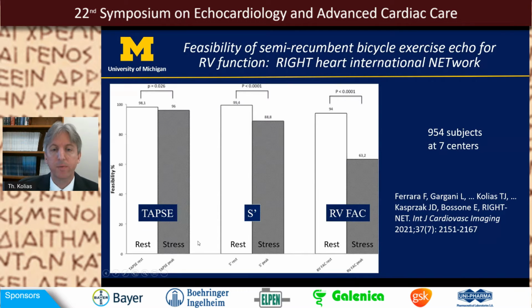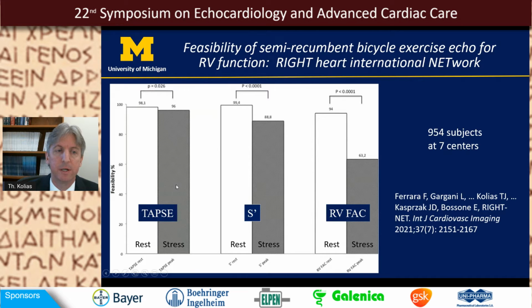That study showed that the parameters can be done. But one question arises is, what's the feasibility of doing these parameters with exercise in a widespread population? And so this is a study that was just published this year by the Right Heart International Network, looking at nearly 1,000 subjects at 7 centers, and looking at the feasibility of rest and stress parameters of RV function.